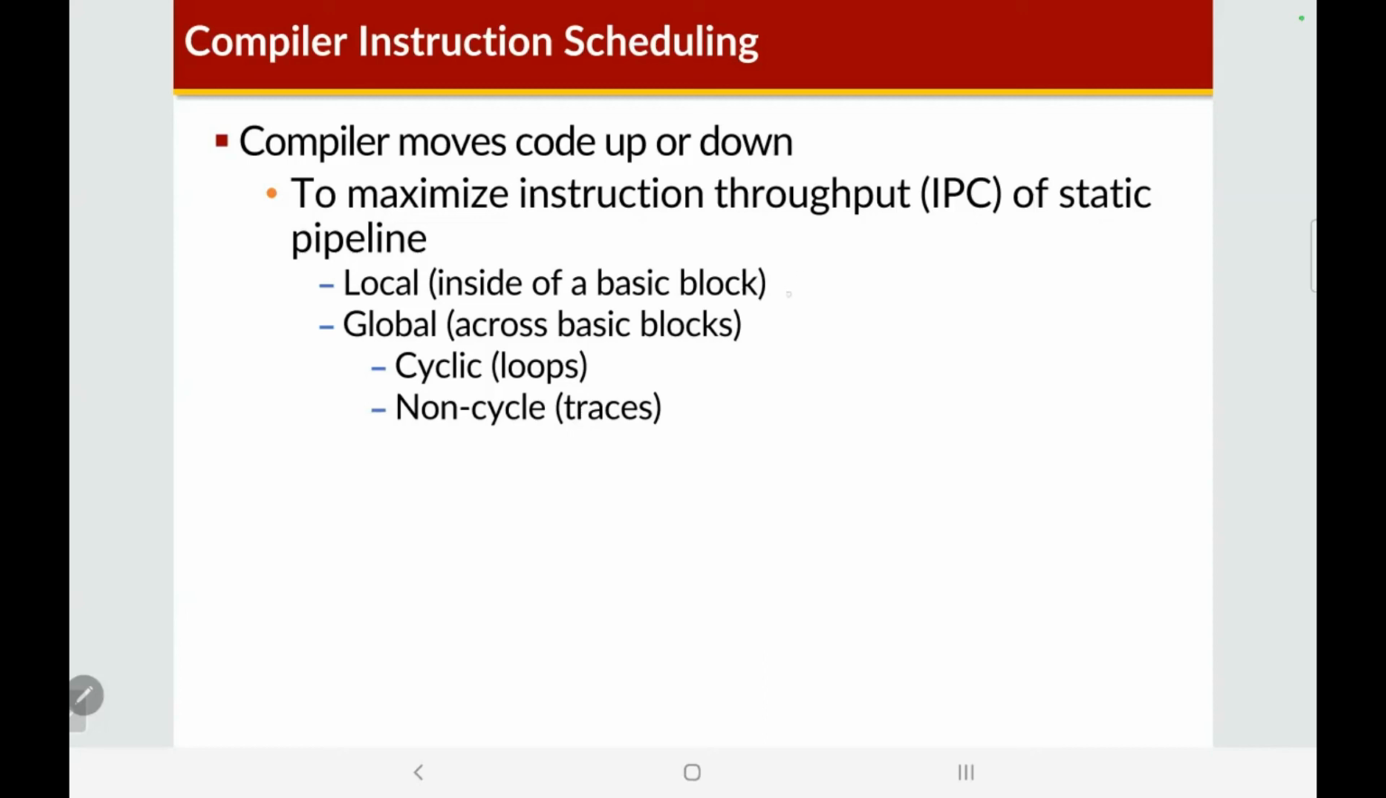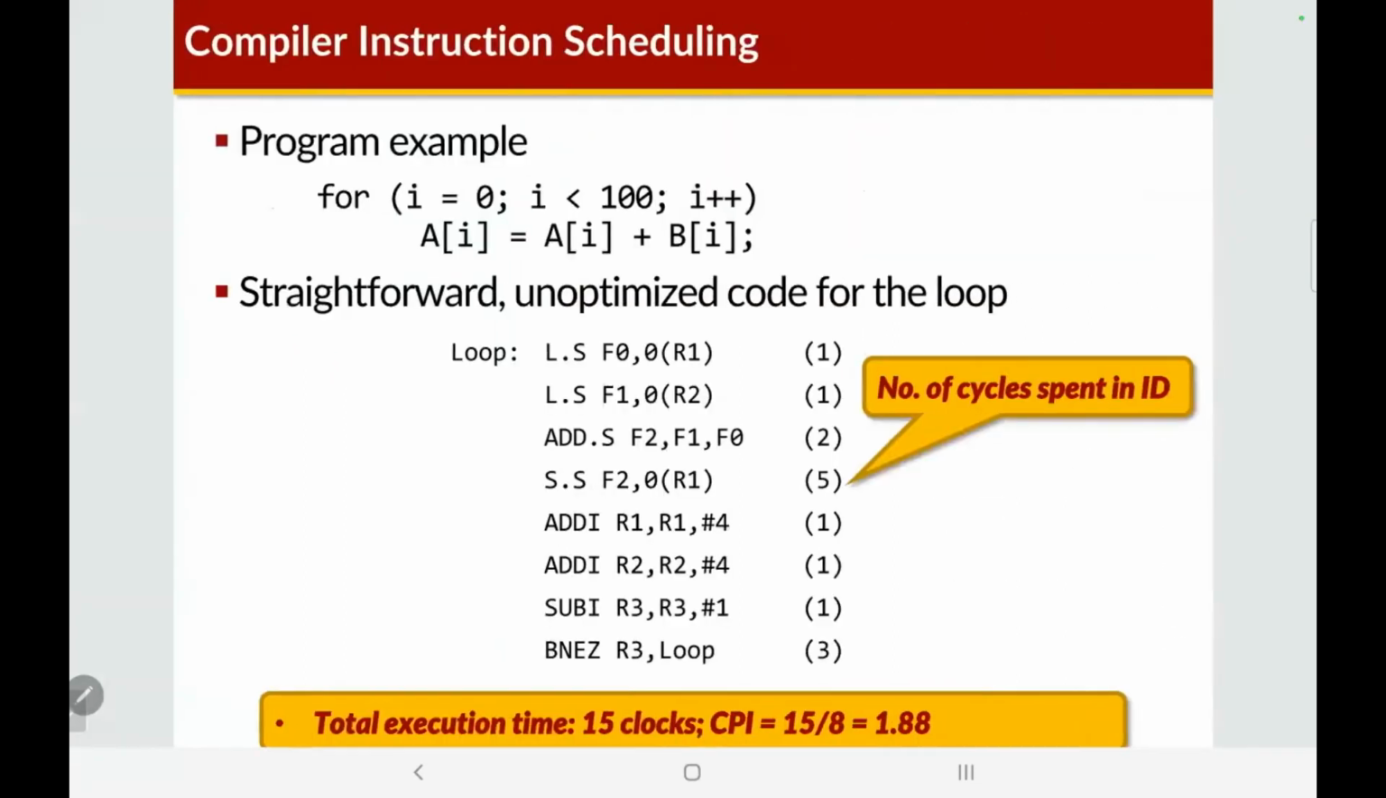We can distinguish the compiler optimization as local optimization and global optimization. So the local optimization means that compilers can adjust the instruction orders inside of a basic block. So what is the basic block? It's very important actually. What is the basic block?